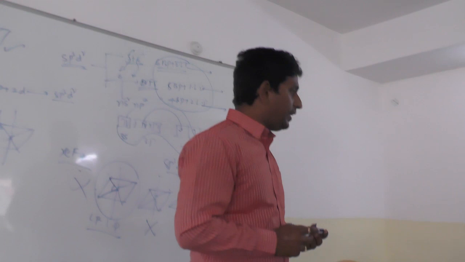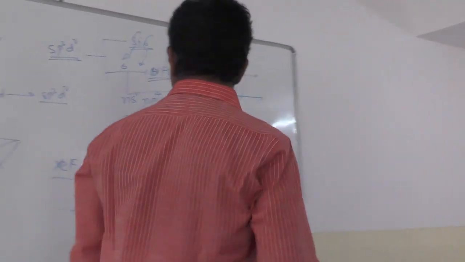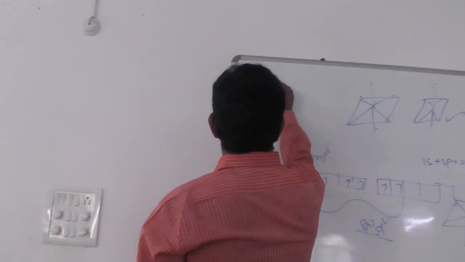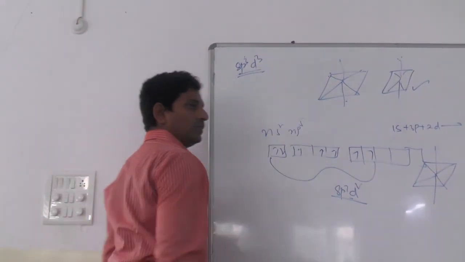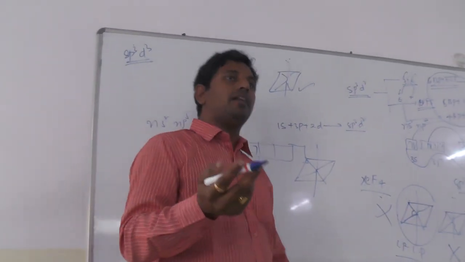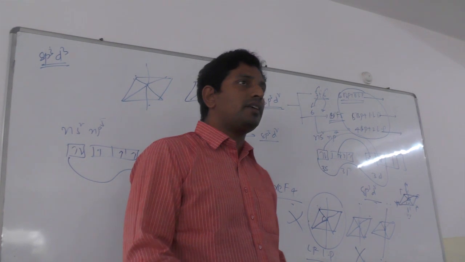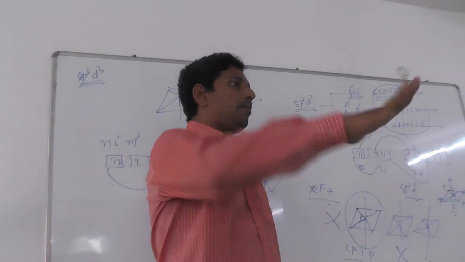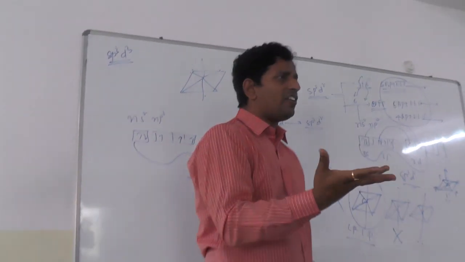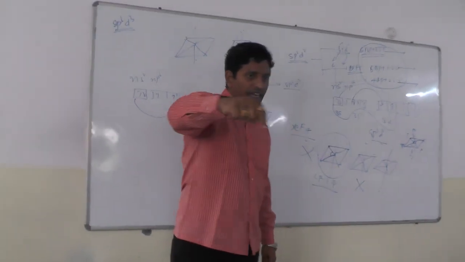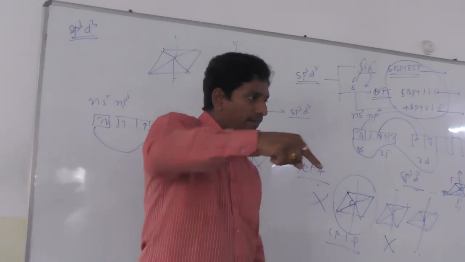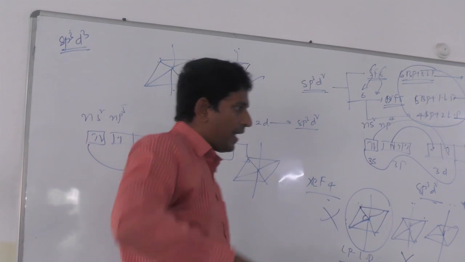That is the sp3d2 hybridization. If you want the next hybridization, that is sp3d3. Same concept: sp3d3 also, 1 s orbital, 3 p orbitals and 3 d orbitals. That is the pentagonal bipyramidal. What is the meaning of penta? 5. 360 degrees divided by 5 is equal to 72, that is the bond angle.